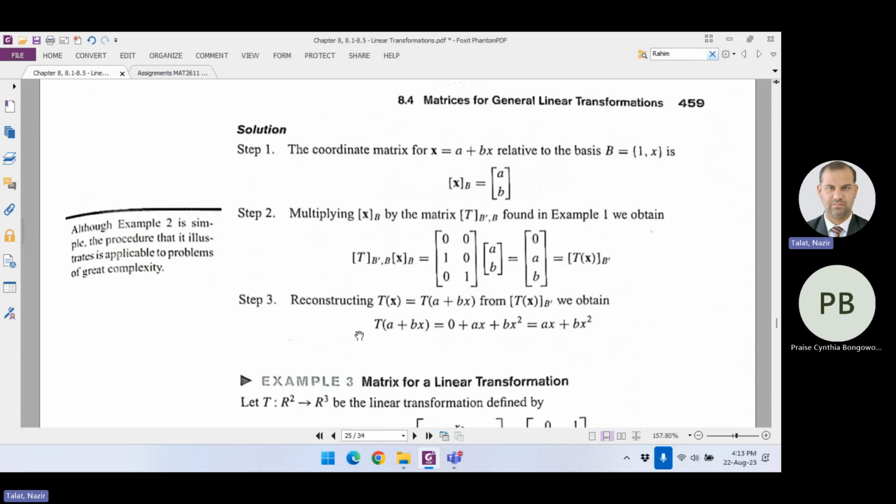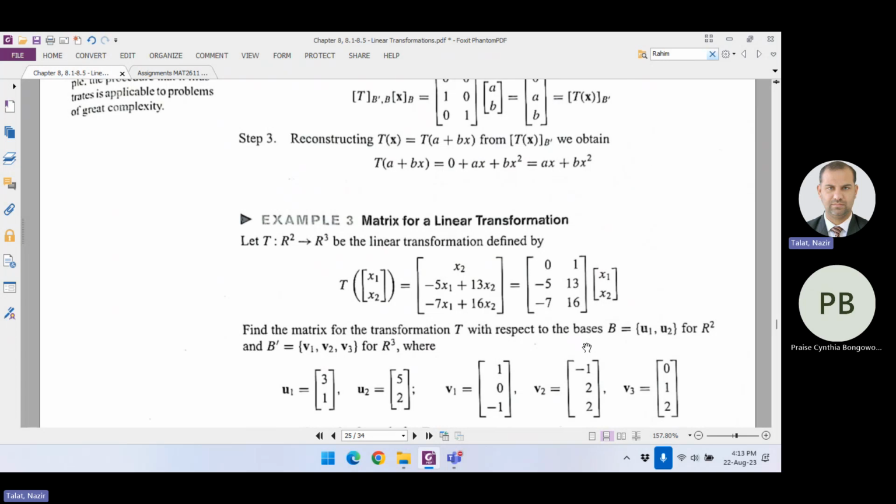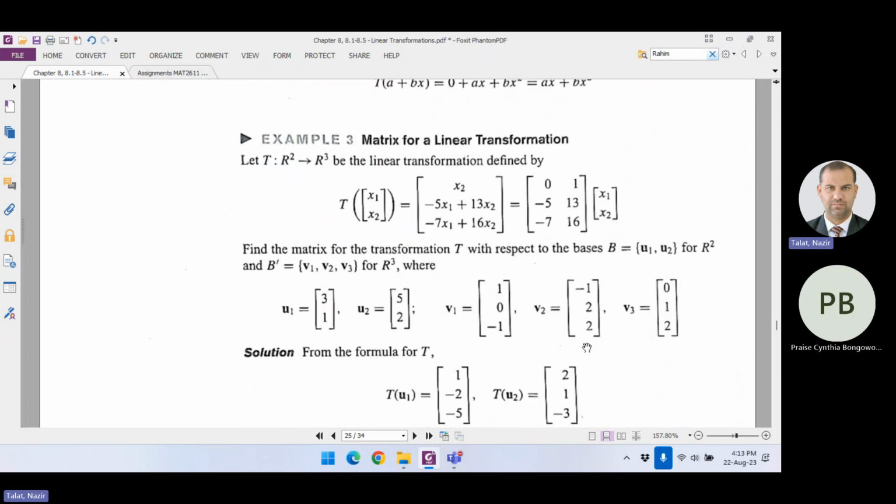And then we can reconstruct T(x), where x is equal to a plus bx, from this transformation. If we just put T on a plus bx, then the image will be 0 plus ax plus bx squared. This means it will be ax plus bx squared, just the same as x multiplied by a plus bx.